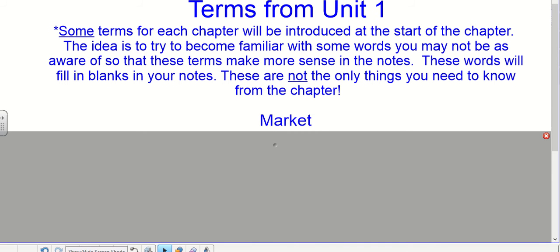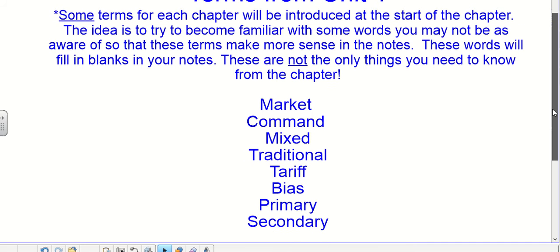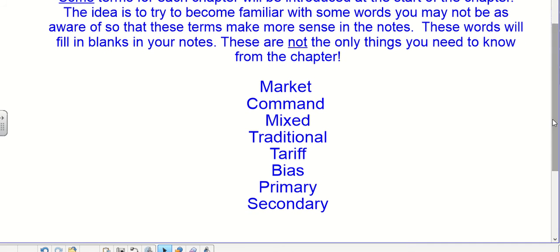Now, in a live class, I'm going to list these one by one and kind of see what you come up with. And different chapters have different amounts of words. But for this chapter, it's market, command, mixed, traditional. Some of you have already figured out that these are economic systems, okay? And we'll get to those, I think, in tomorrow's lecture.